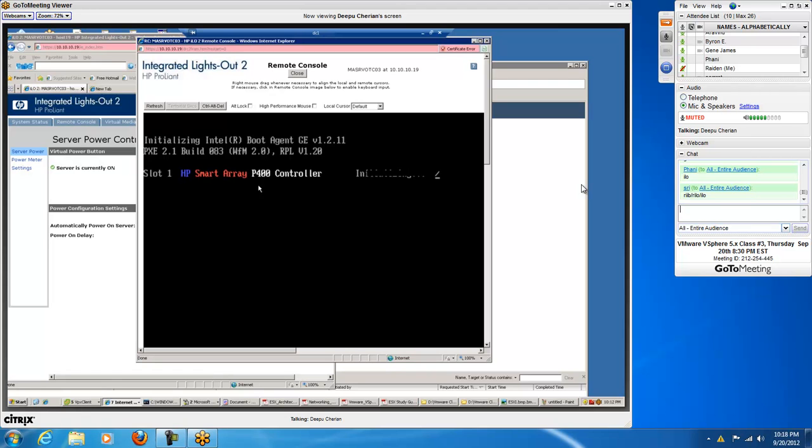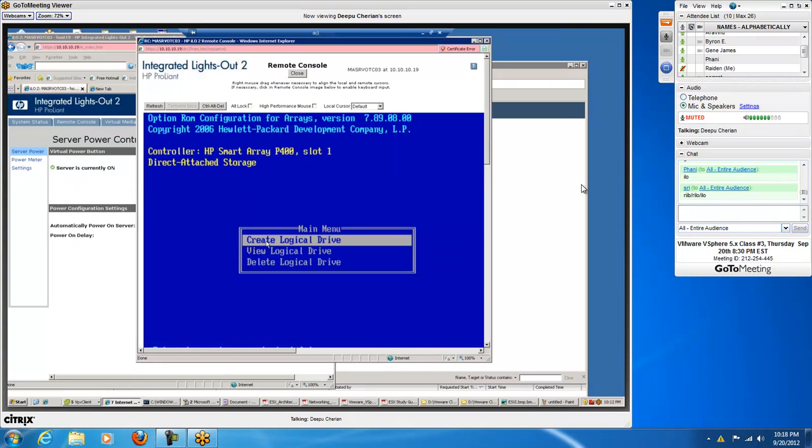The server is going to continue to boot. This is the smart array controller. This server has an array controller. I'm going to press another F8 here.